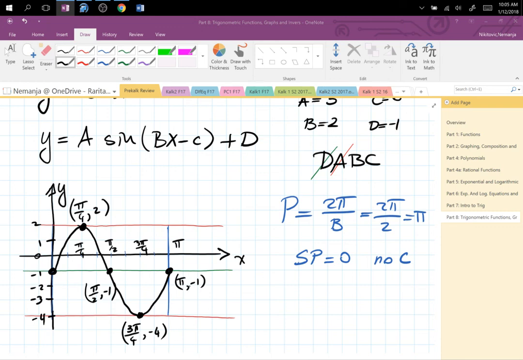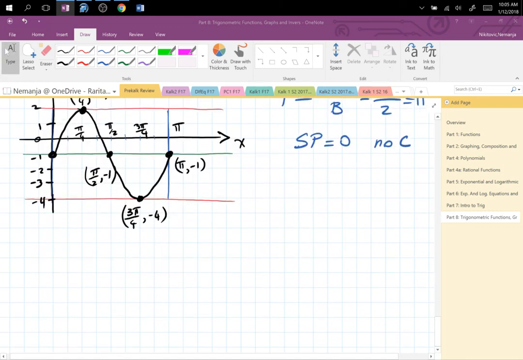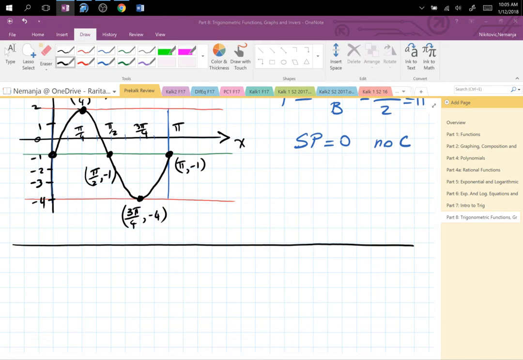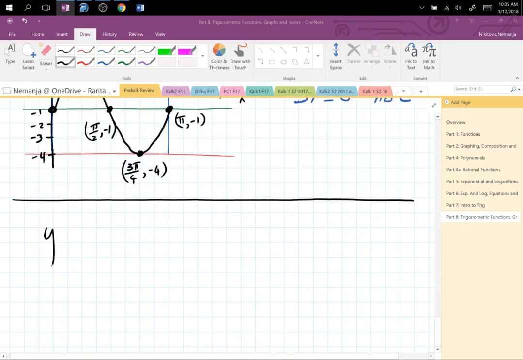And now let's do the diabolical question. We'll do all 5, including the negative. So this covers everything we learned, all of the transformations we have, and let's do it. So y equals -2 sine of 3x plus pi over 6, minus 1.